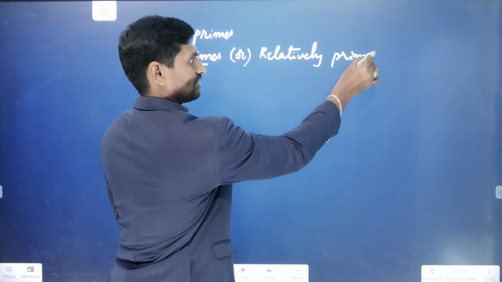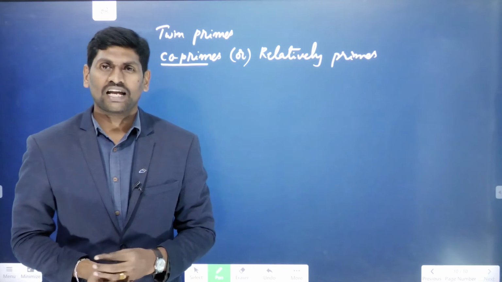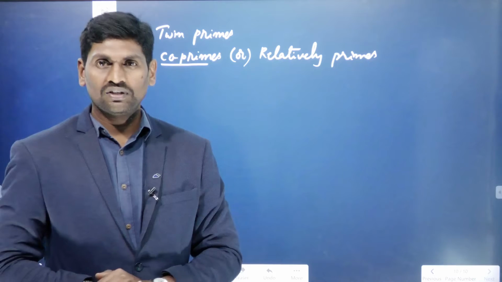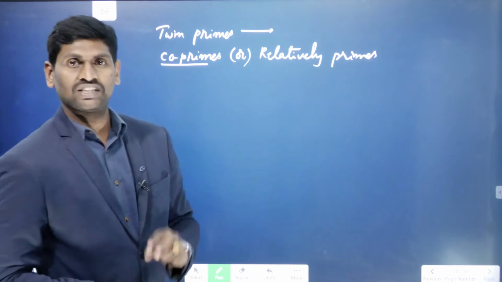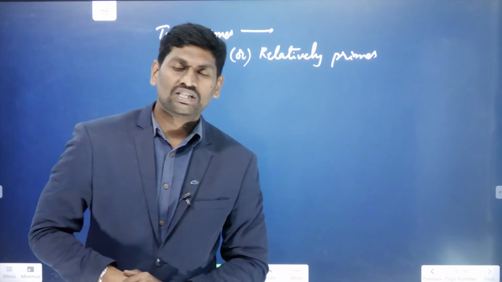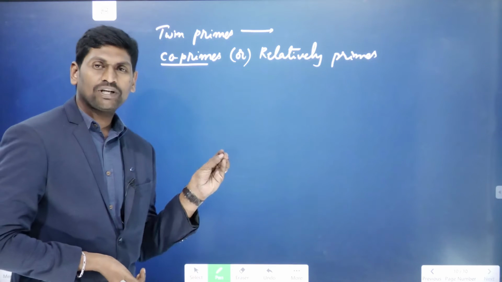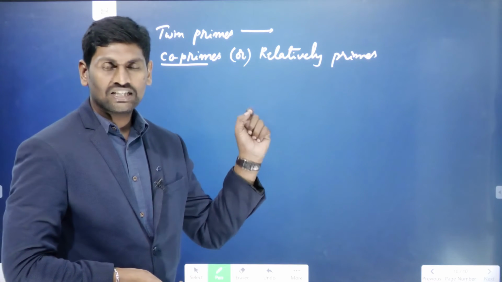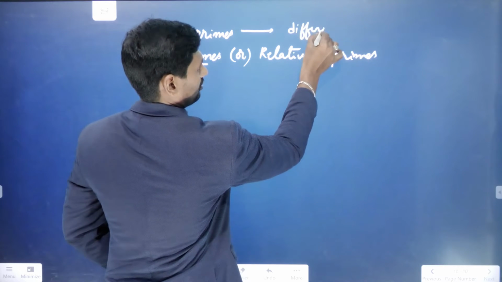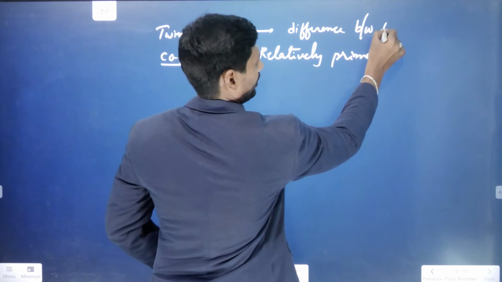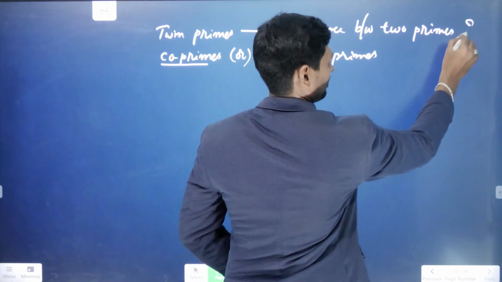So what are twin primes? You know a prime number has only two factors, one and itself. So in those prime numbers, where the difference between two prime numbers is 2, that type of prime numbers are called twin primes. Any two prime numbers if you take, the difference must be 2.